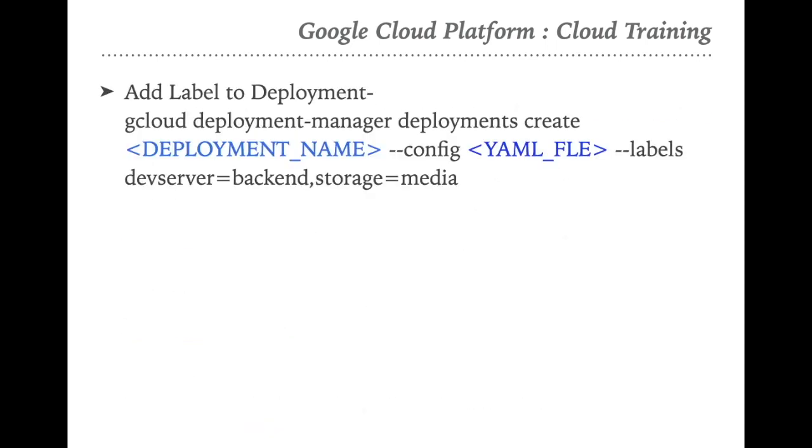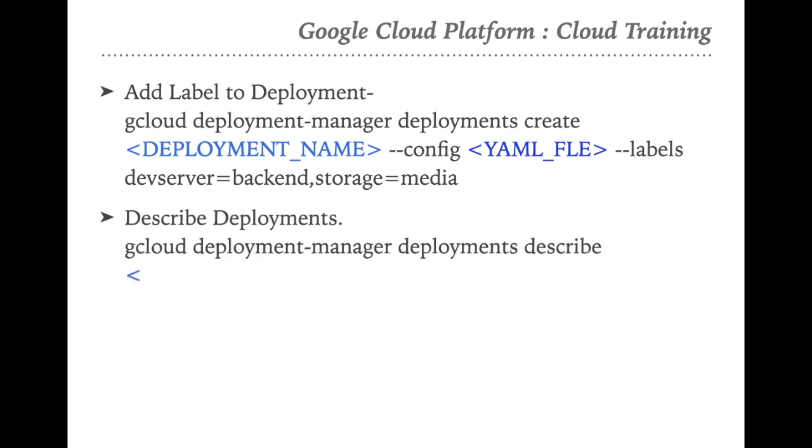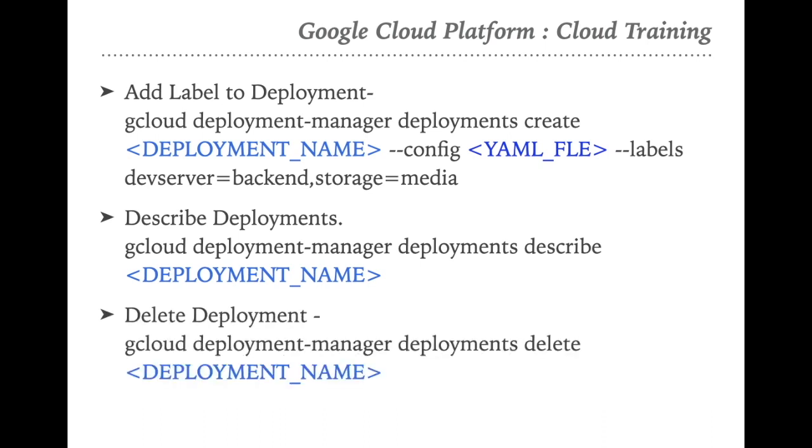In the same way, if we want to add some labels to the deployment, we can execute gcloud deployment-manager deployments create, define your deployment name, config file name, --labels, and you can define comma-separated labels for your deployment. If you want to describe a deployment which is already deployed, you can execute gcloud deployment-manager deployments describe, then your deployment name. And lastly, if you want to delete your deployment, you need to execute gcloud deployment-manager deployments delete and the deployment name. So these are the commands.